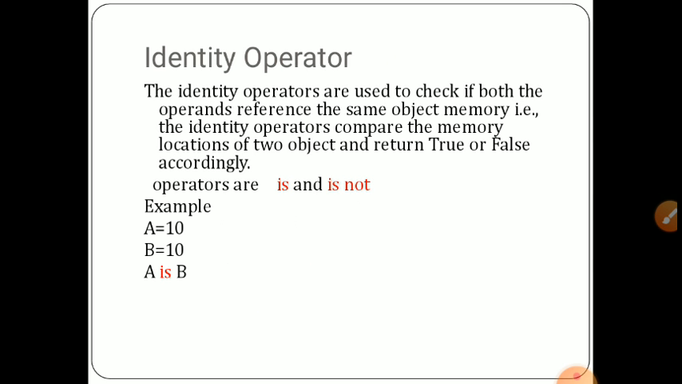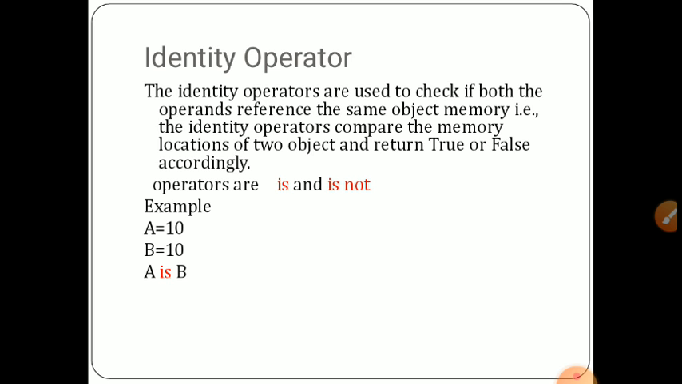Now the next one is identity operators. Identity operators are used to check if both operands refer to the same object's memory. The identity operator compares the memory locations of two objects and returns true or false. Basically, the identity operator is used for checking whether a particular operand is the same as the other. One simple example I will show you.